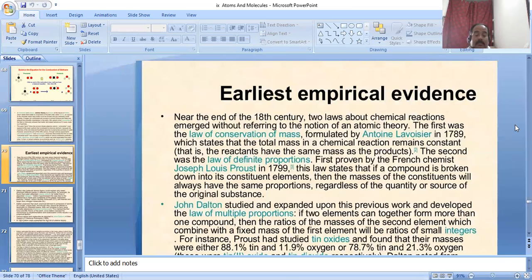That is, the reactants have the same mass as the products. It means that in any type of reaction, the mass before the reaction and after the reaction is equal. For example, consider the formation of calcium carbonate, when quicklime, meaning calcium oxide CaO, and carbon dioxide CO2 are combined.